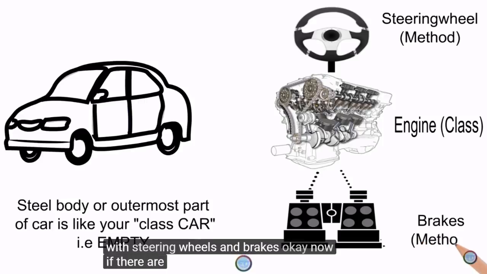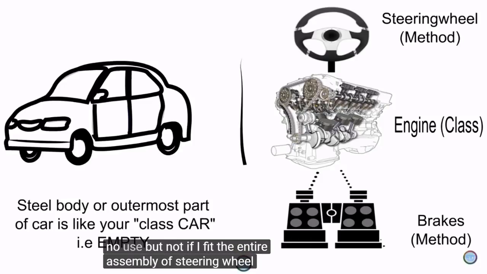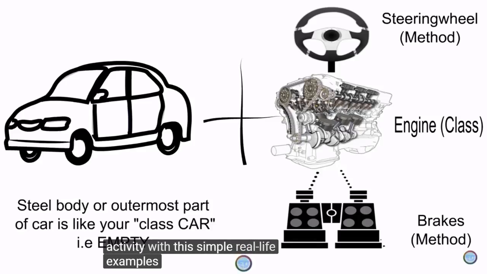Okay, now if there is no engine, no steering wheel and no brakes inside the car, the car is of no use. But now if I fit the entire assembly of steering wheel, engine and the brakes inside the car, it will function smoothly. So I hope you would have understood what AppCompatActivity is with this simple real life example.